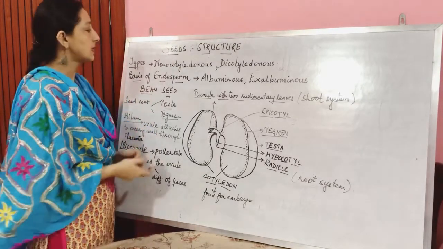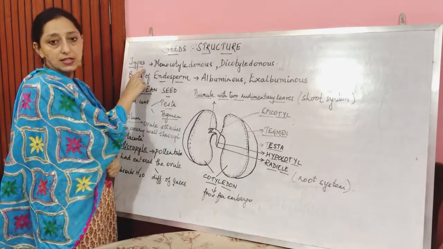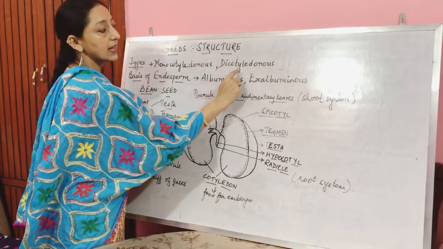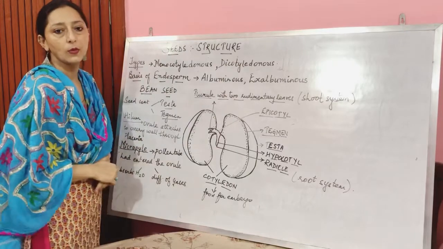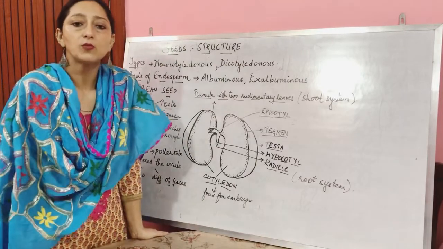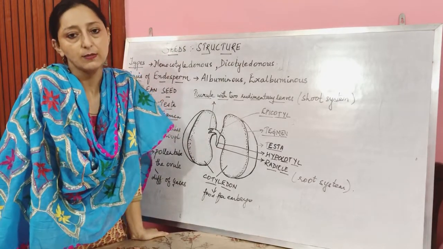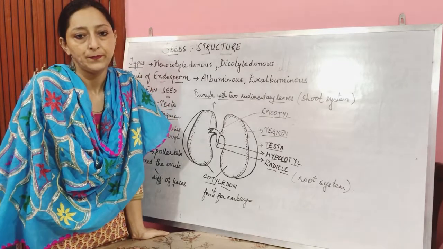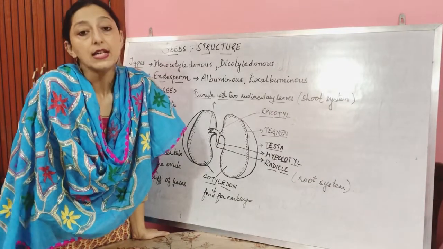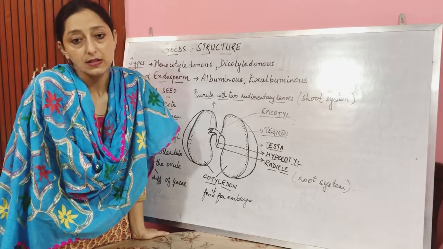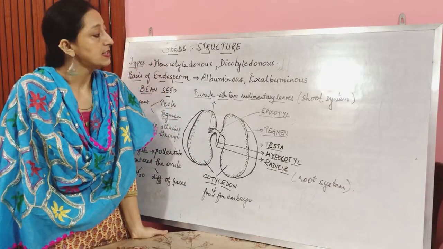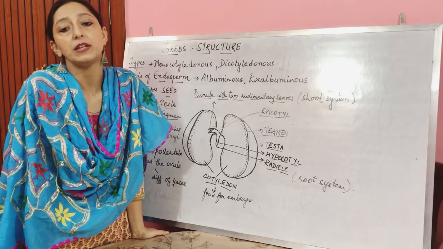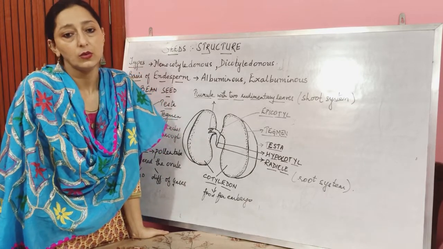Now come to the next part, that is classification and structure of seeds. On that basis, there are two types of seeds. First is monocotyledonous seed and second is dicotyledonous seed. Monocotyledonous, mono means single, that means seeds in which only one cotyledon is present, for example maize and grass. Dicotyledonous seeds are those in which two cotyledons are present, for example pea and bean.